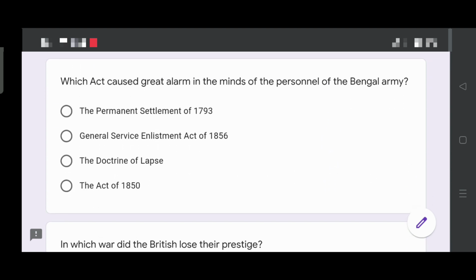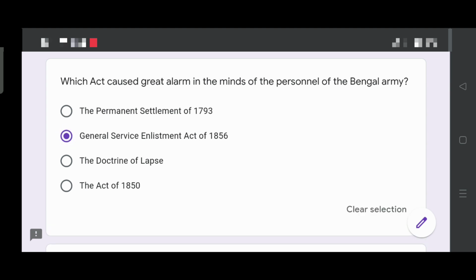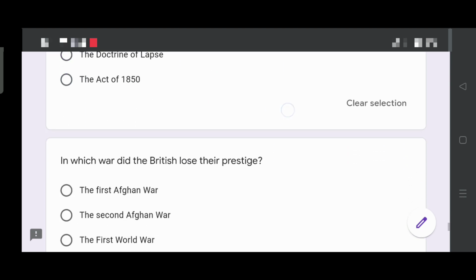Which act caused great alarm in the minds of the personnel of the Bengal Army? The Permanent Settlement of 1793, General Enlistment Act of 1856, the Doctrine of Lapse, the Act of 1850. General Service Enlistment Act of 1856, which needed all recruits to the Bengal Army to be ready for service everywhere, whether within or outside India, is the right answer.